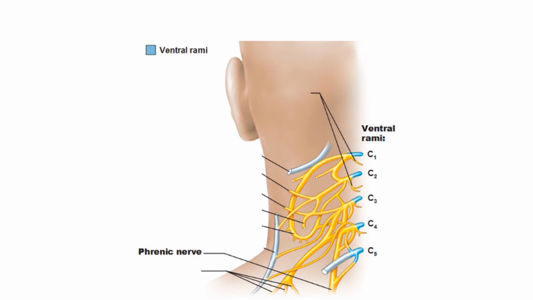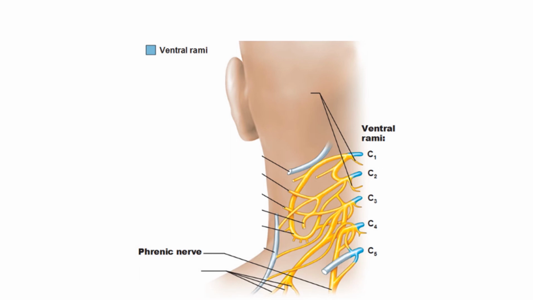A plexus is a network, and this is an example here of the cervical plexus made of C1, C2, C3, C4, and C5. You can see that the yellow part is where things shuffle, and this shuffling process is in the form of loops, and after the plexus is going to give the end result, which are the final branches going to muscles.